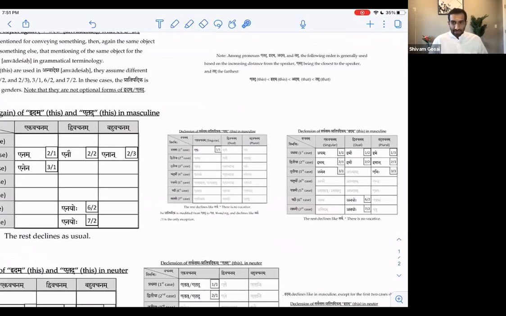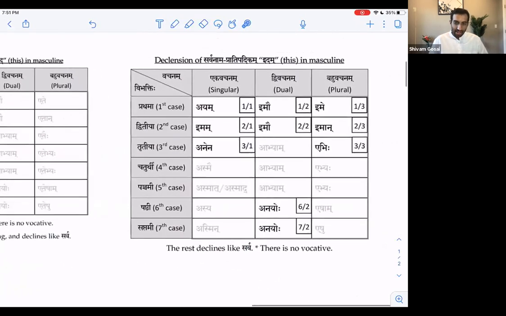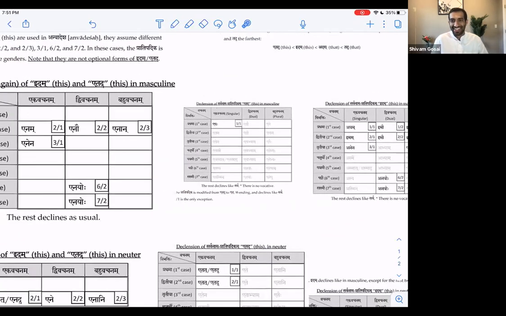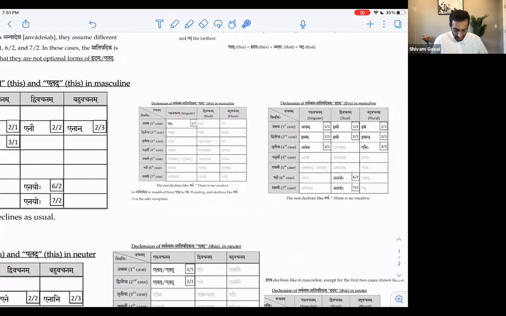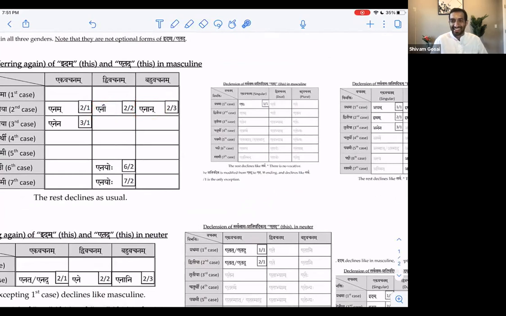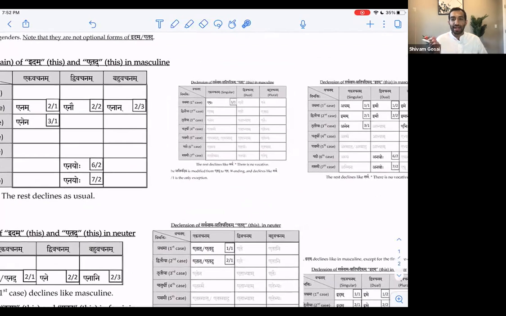Now, a little bit of a tricky thing is that this also is the Anvadesha form for idam. Now, idam doesn't look much like what this Anvadesha form is. So if you look at the second case, let's just remember this, right? Ayam, imau, ime. And second case, imam, imau, iman becomes enam, eno, enan. Okay, so it's not as simple as going from etad to this Anvadesha, but it's the same forms for both idam and etad. So I hope that makes sense.